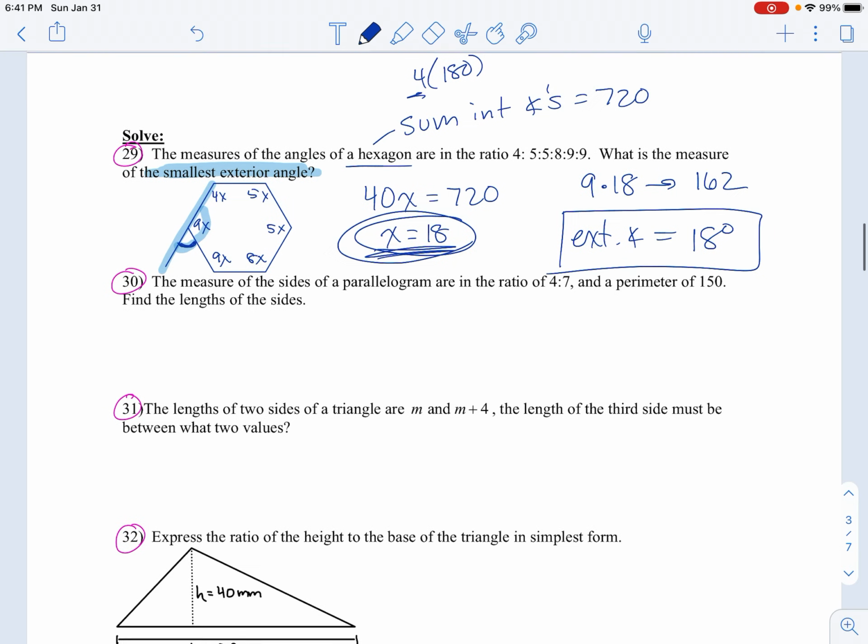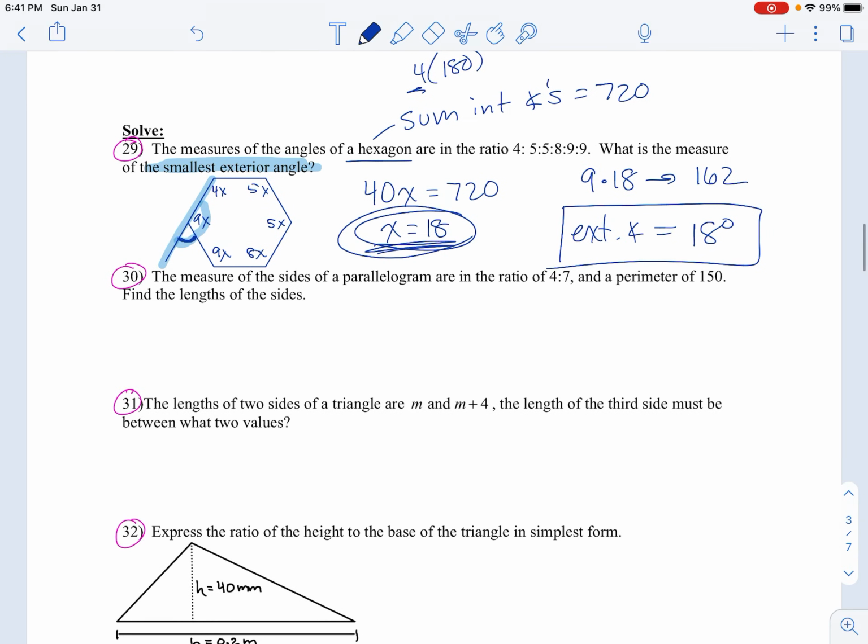All right, parallelogram. I'm going to draw my parallelogram. And what do I know about this parallelogram? I know that the sides are in the ratio of 4 to 7. I'll try to draw that in order here. So my smaller side is 4 times some multiplier. My longer side is 7 times some multiplier. But it's a parallelogram, so I know those opposite sides are the same.